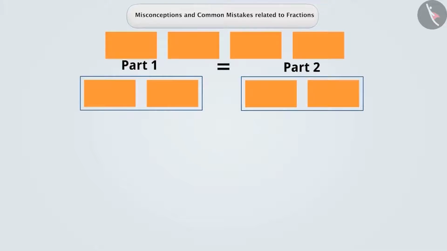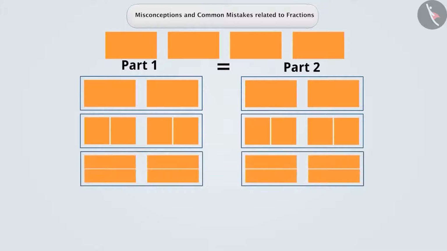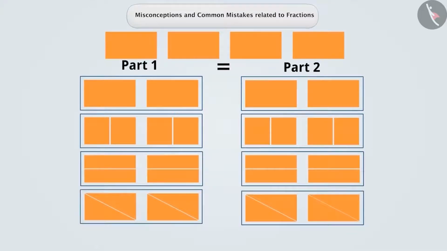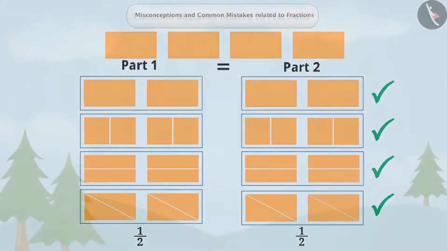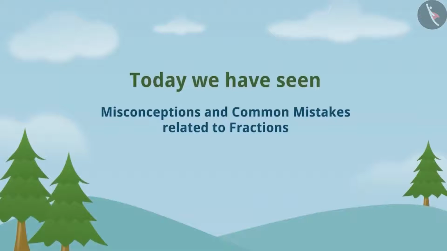Another way is to cut each paper into 2 equal parts by using different ways. When you keep a half in each section, you will still get 2 equal parts of 4 papers. Similarly, there could be many ways to divide the papers, but we get 2 equal parts in all the cases. Today, we have seen some misconceptions and common mistakes related to fractions.